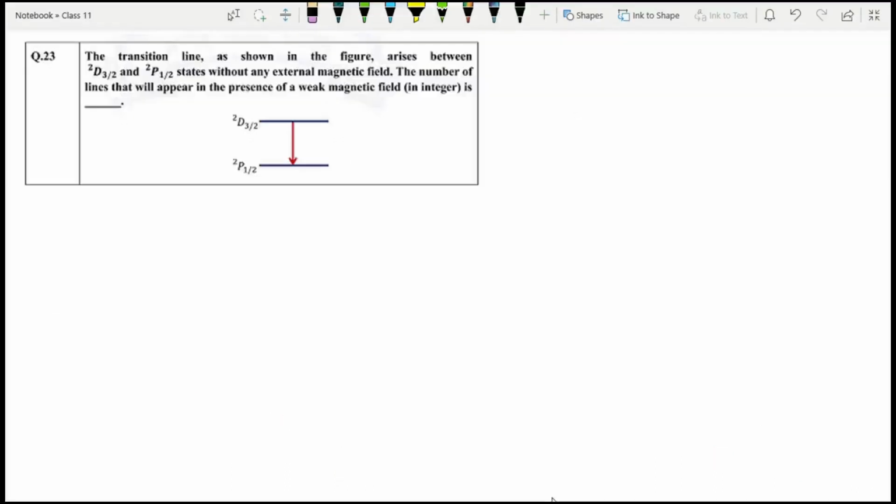The transition line, as shown in the figure, arises between 2D3/2 and 2P1/2 states without any external magnetic field. The number of lines that will appear in the presence of a weak magnetic field is? So in the question they have given a transition from the 2D3/2 to the 2P1/2 state. They have asked us to find how many lines will be there if a weak magnetic field is applied. Right? So it is a weak magnetic field.